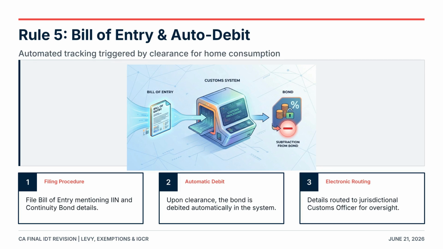Once goods arrive in India, the importer files the bill of entry and must mention both the IIN and continuity bond details. Upon clearance of goods for home consumption, the customs automated system automatically debits the continuity bond. This electronic process ensures seamless tracking of imports and eliminates the need for extensive manual monitoring. The details are simultaneously routed to the jurisdictional customs officer for oversight and verification. The entire process demonstrates how technology has streamlined customs administration while maintaining control over concessional imports and ensuring compliance with prescribed conditions.